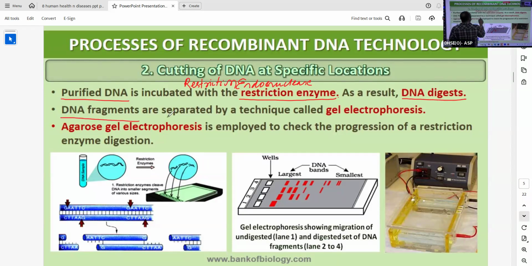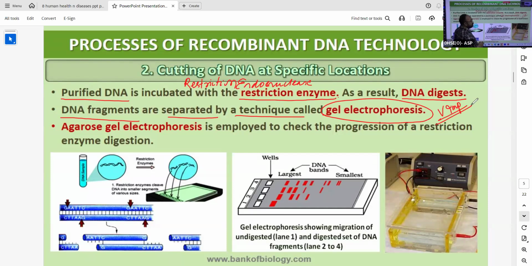DNA fragments are separated by a technique called gel electrophoresis. Now, very, very important. What exactly is gel electrophoresis? Okay, we have the DNA fragments. Now these fragments are to be separated out. For that purpose, we use the gel electrophoresis technique.